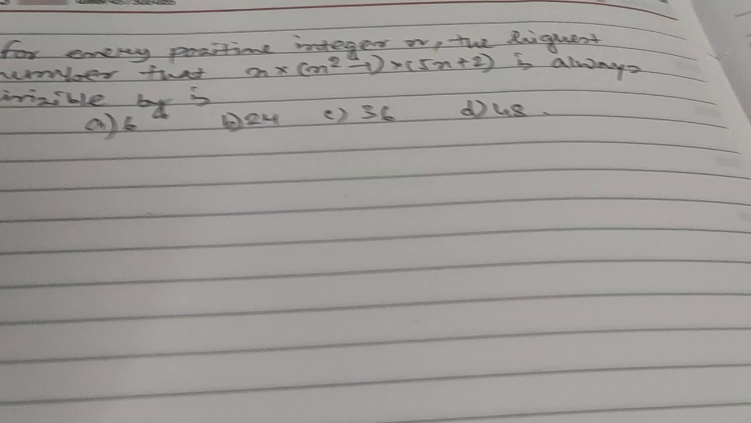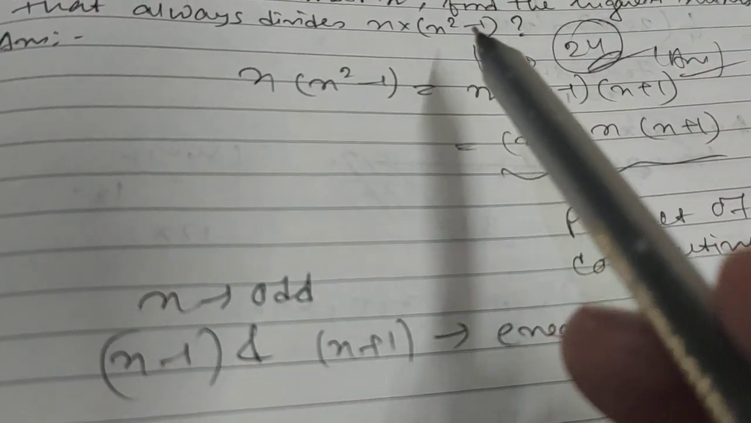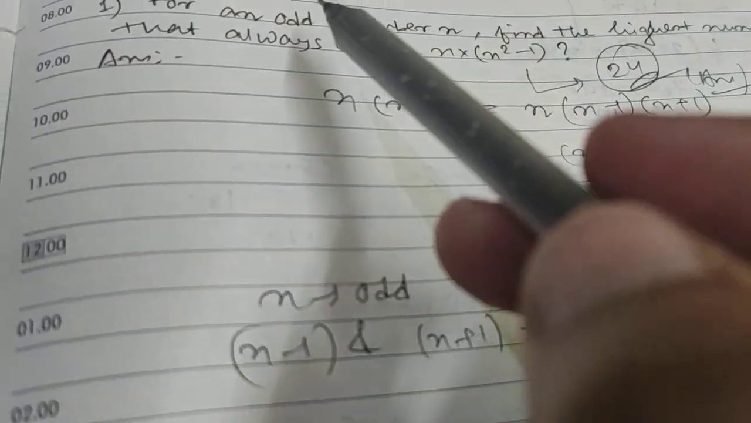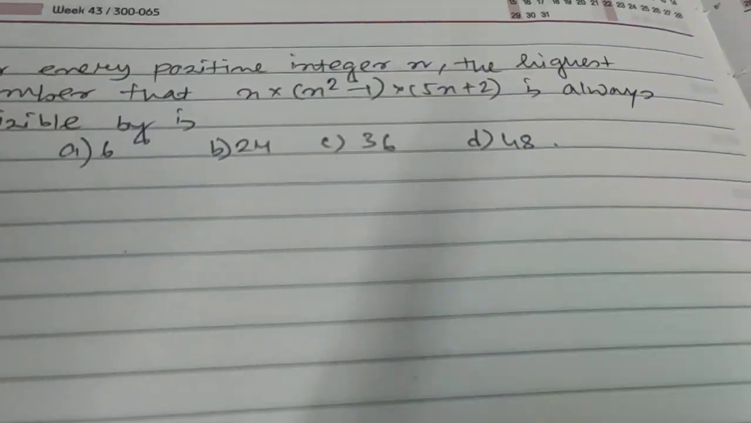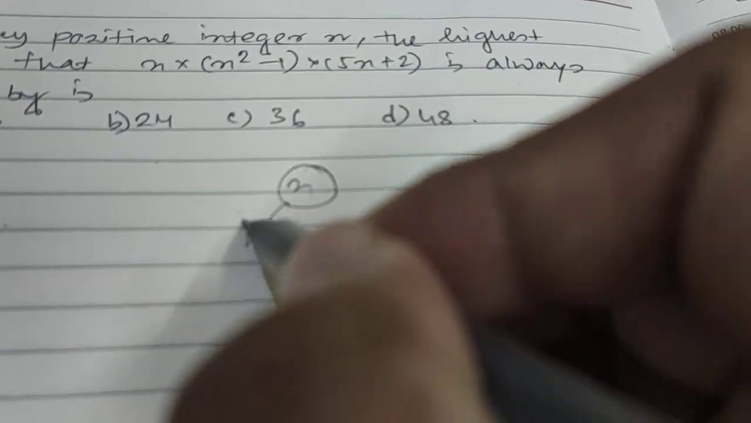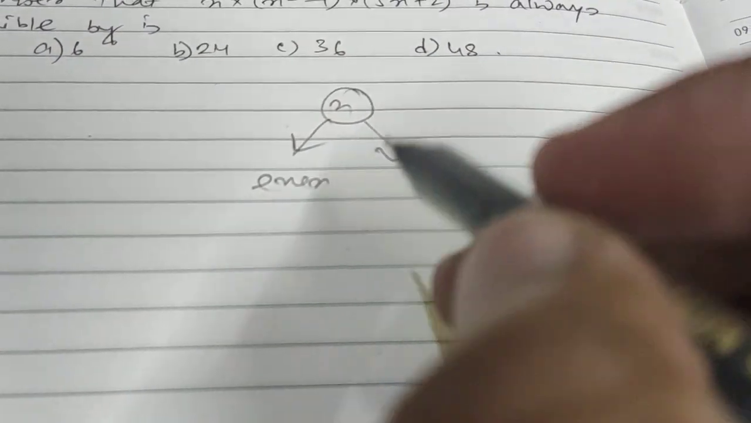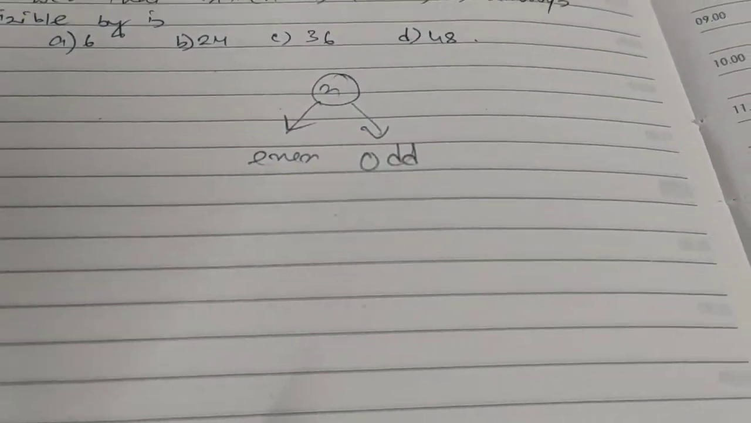In the previous question, question number 1, we have already calculated the highest number that always divides n(n² − 1), and there it was mentioned that n is odd. But here it is only mentioned that n is every positive integer. So there will be two possibilities: n can be even or n can be odd.